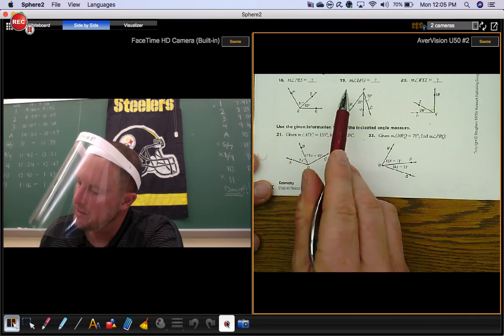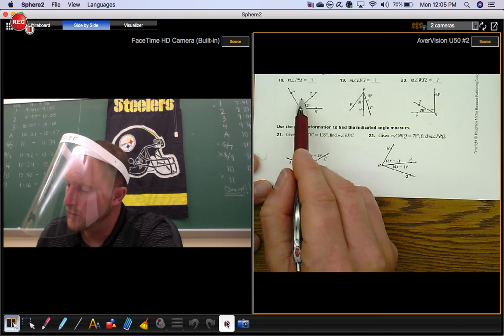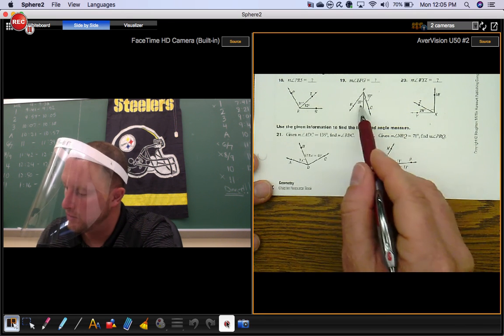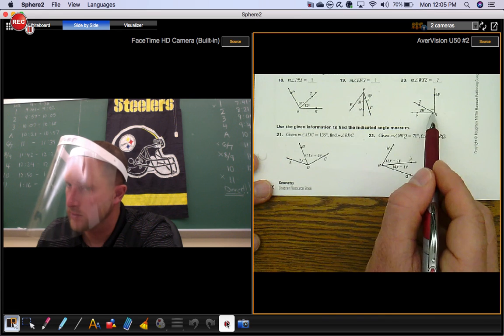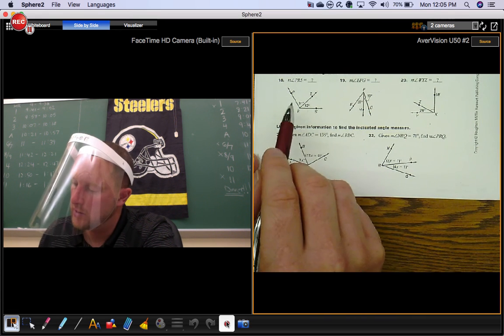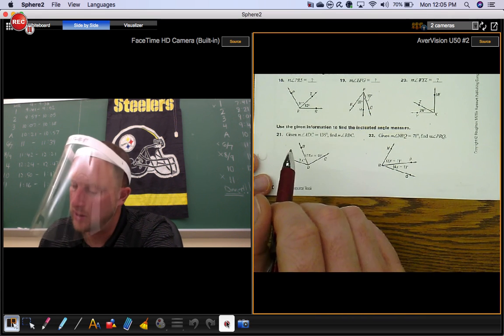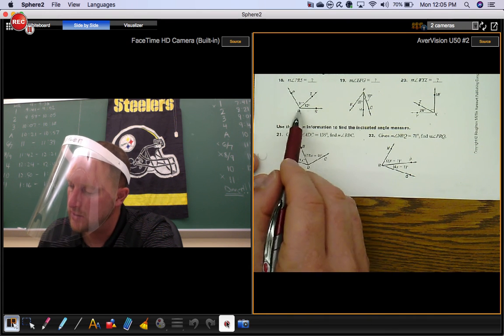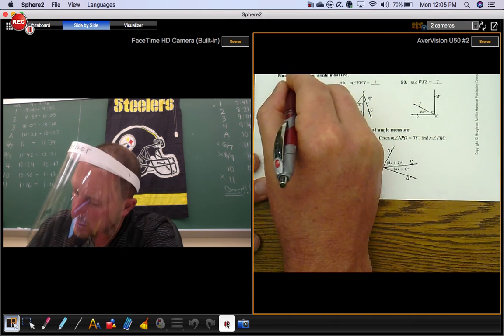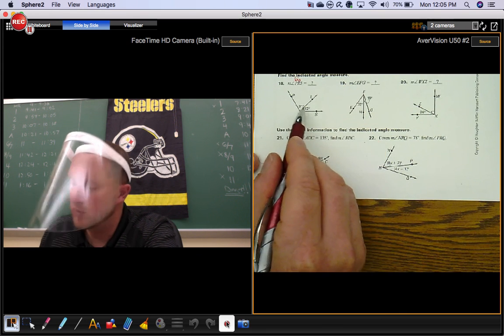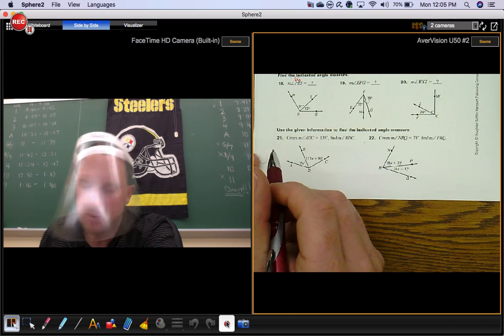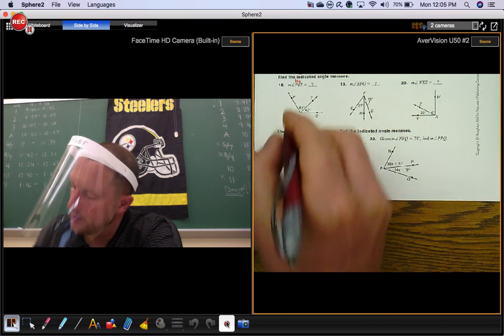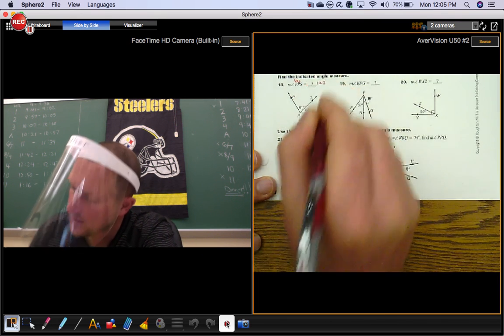Okay, for numbers 18, 19, and 20, you have 2 little angles and a big angle in your diagrams. So remember, little plus little equals big. They want you to find the measure of angle PRS. That's your big angle. Well, you know the 2 little ones, so how are you going to find the big one? I'm just going to add them together.